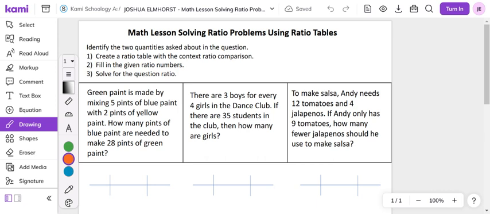So ratio tables, otherwise known as proportion tables, can help us solve when we are given two-part comparisons. So we identify the two quantities asked about in the question. We're going to create a ratio table with the context ratio, fill in the given ratio numbers, and then help us solve for the question. And filling in these ratio tables is going to help us complete a proportion.